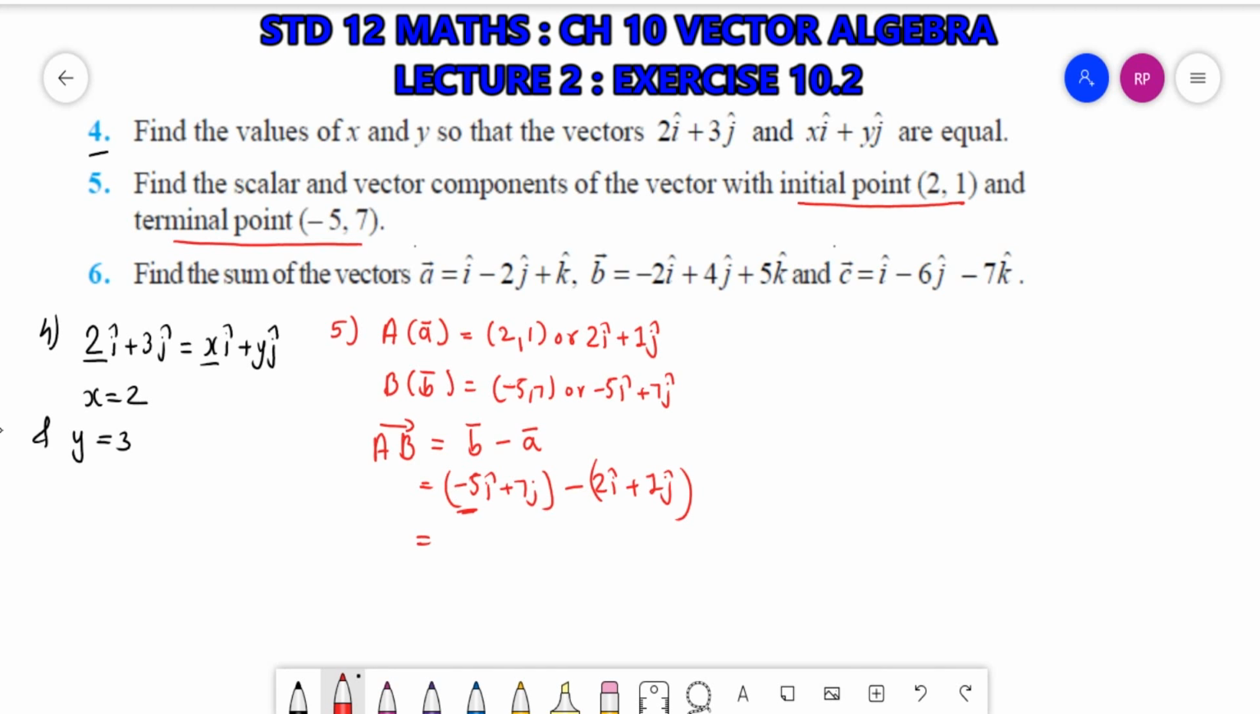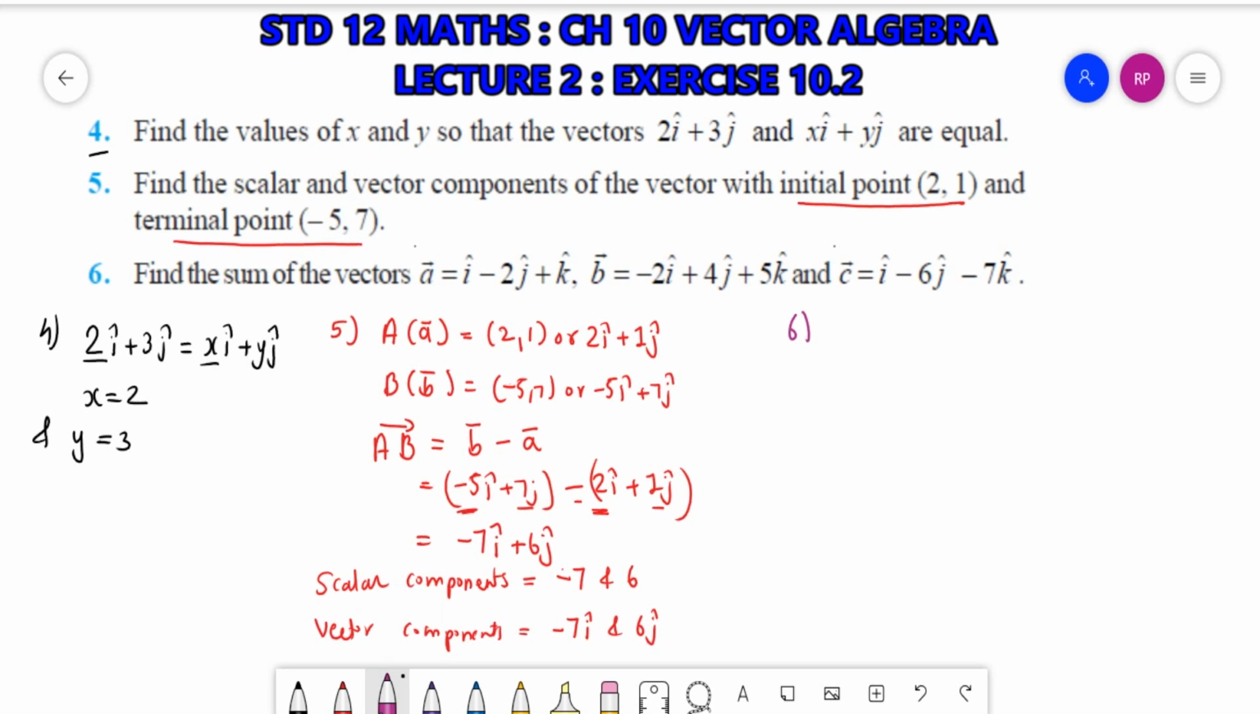This should be minus 7i, minus 2i... so minus 7i. 7j minus 1j, so it will be 6j. Okay. Now the scalar component means the coefficient of i and j. So the scalar component will be equal to minus 7 and 6. And the vector component with the direction will be equal to minus 7i and 6j. Clear? This was about question 5.